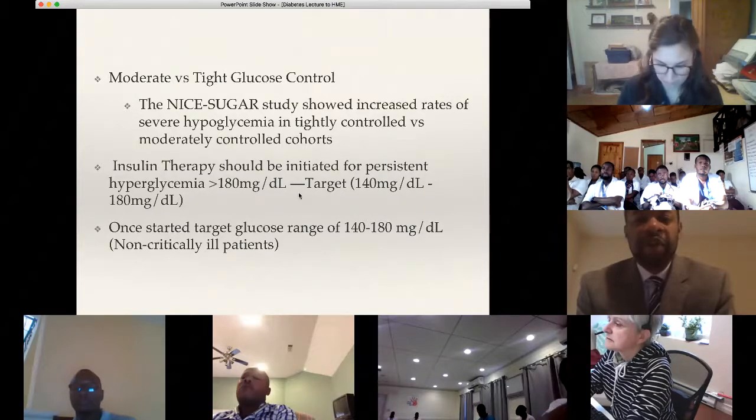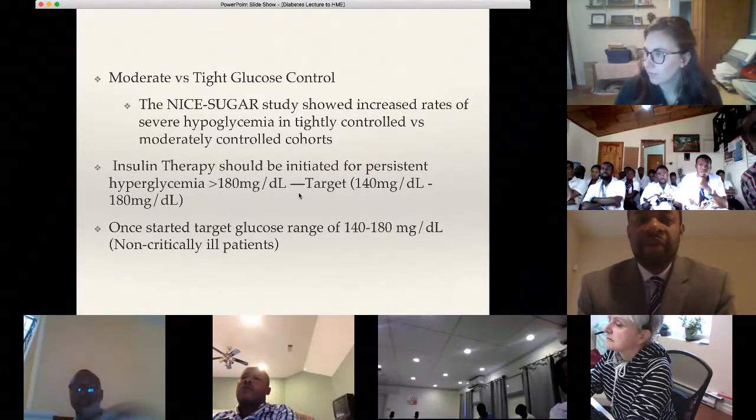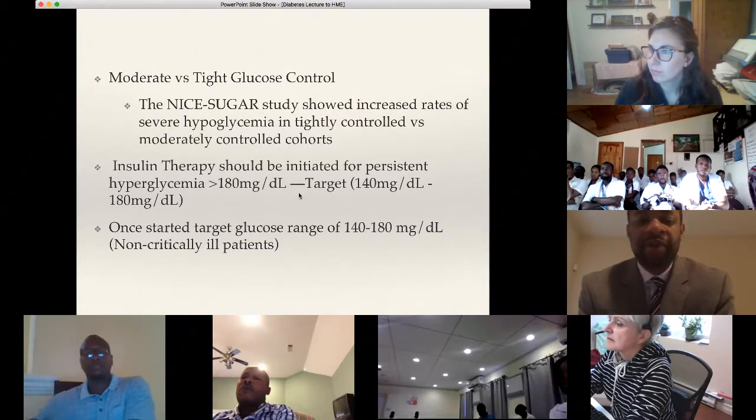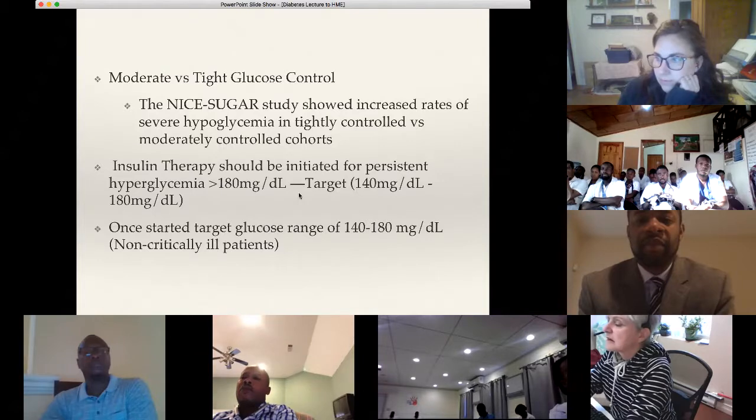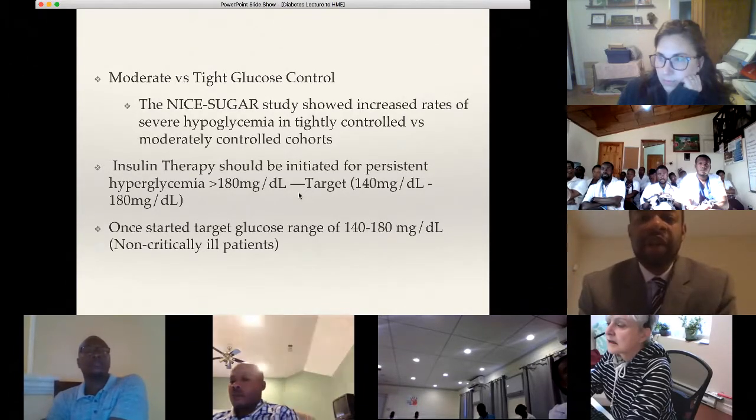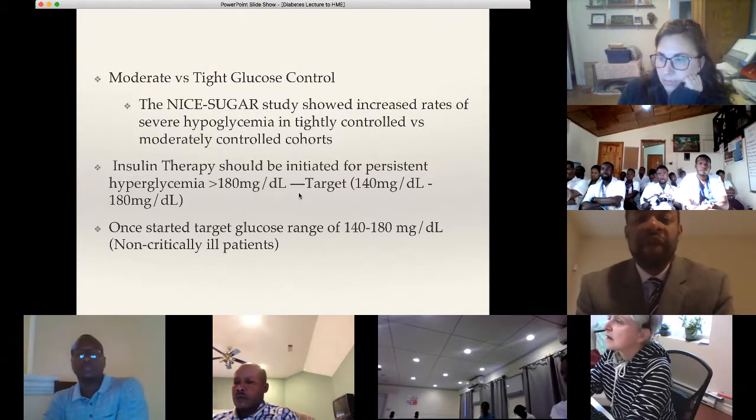So I'm going to start with insulin treatment in the hospital when someone is hospitalized. We know from studies that when somebody is hospitalized, the goal of insulin should be a target range between 140 and 180 when they're in the hospital.